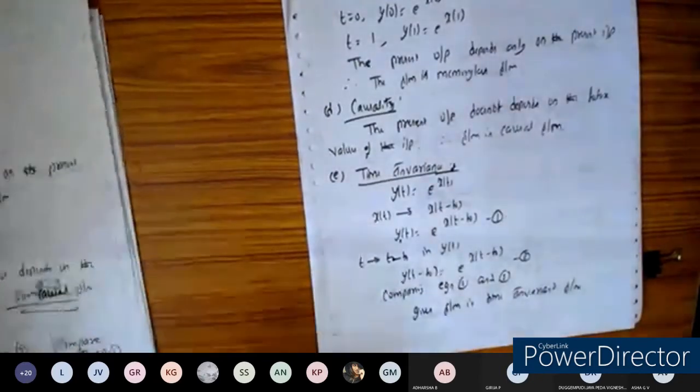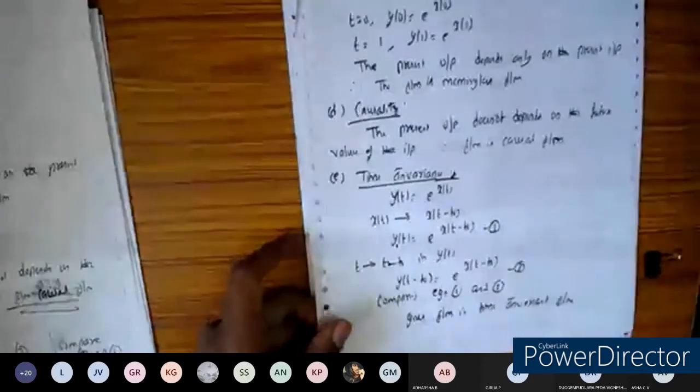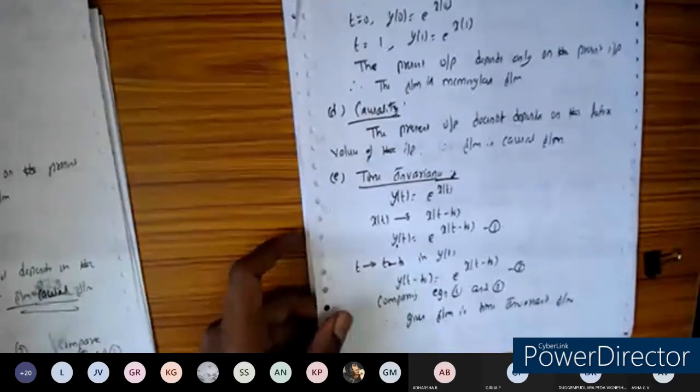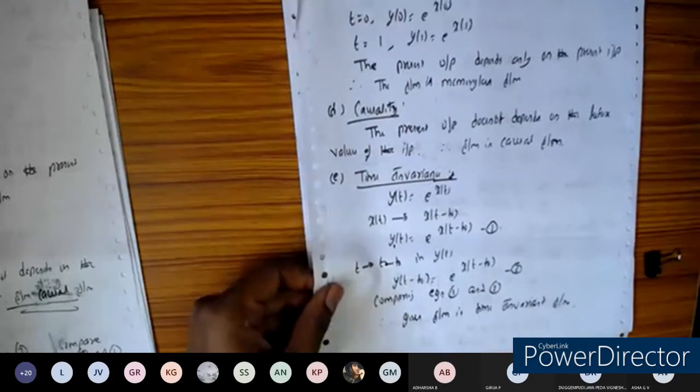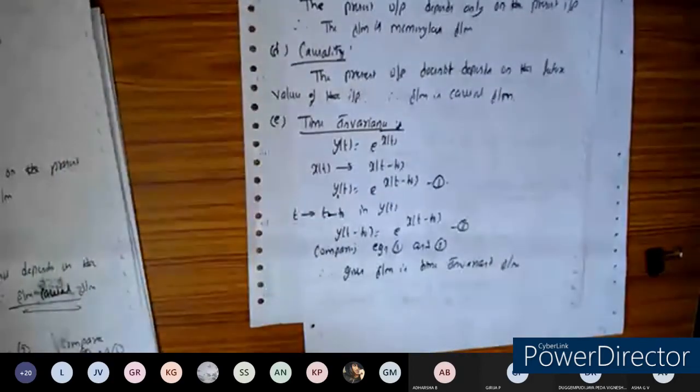Any doubts? I think you got some idea how to find out the properties of the system. Done. I think everyone has taken it. Yes, sir. So let us go for the next problem.